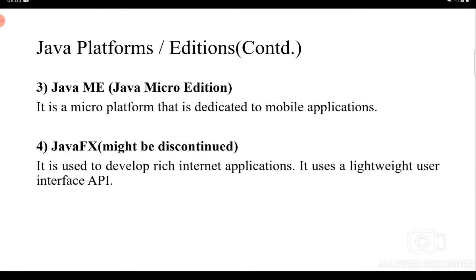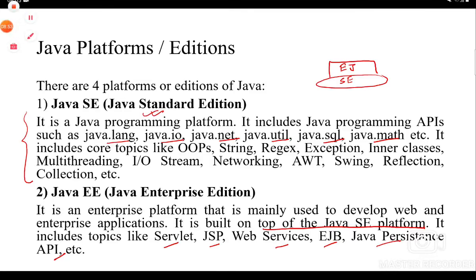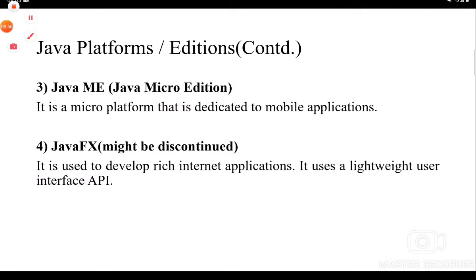The next we have is Java micro edition, and this micro platform is basically dedicated to the mobile applications. So when we are talking about mobile applications, essentially we mean that some of the games, mobile games, or some of the standalone applications, or it might also be the Android operating system itself, okay, or Android application itself. So those are micro edition concepts of Java or micro edition applications of Java.